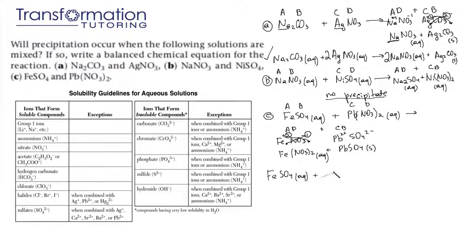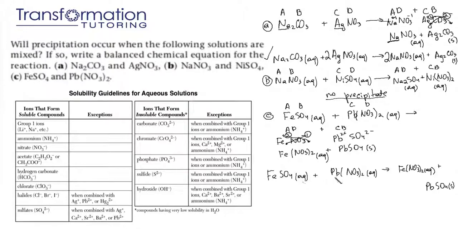FeSO4 plus Pb(NO3)2 goes to Fe(NO3)2, I'm running out of space, I'm sorry, plus PbSO4 solid. Let's go ahead element by element.